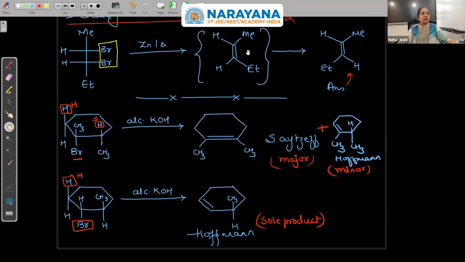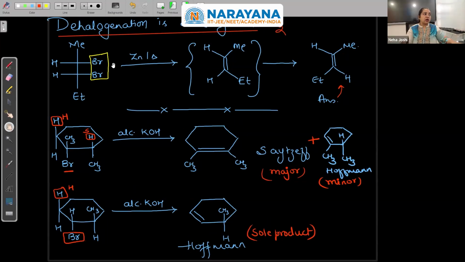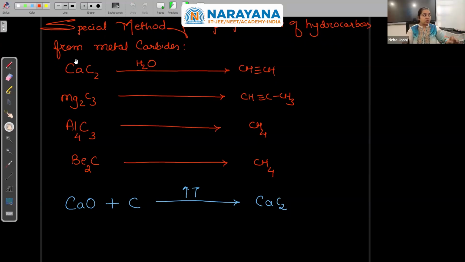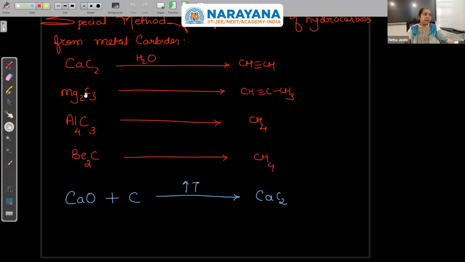Okay. Special methods for preparation of hydrocarbon from metal carbides. This is a direct factual inorganic source we are using. Calcium acetylide, you will have acetylene. Magnesium propylide, if I use, then I will have propyne. Al4C3, then methane. Be2C, methane. This is one extra information I want to add, that calcium oxide plus carbon at very high temperature, you have CaC2. This CaC2 we are using here.